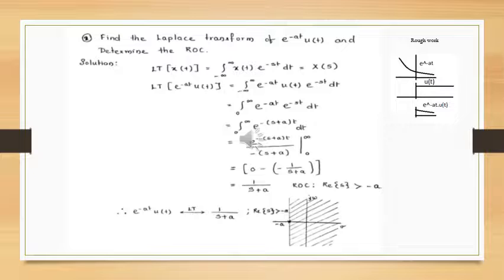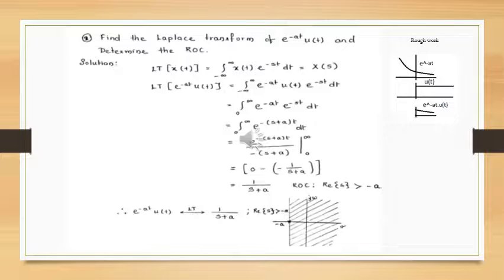Then substitute the value of infinity in place of t. We have e raised to minus infinity, that is equal to 0, minus, substituting t equal to 0, e raised to 0, that is equal to 1. So we have minus 1 divided by minus (s plus a). So the final answer for the Laplace transform of e raised to minus at u of t is 1 divided by s plus a.